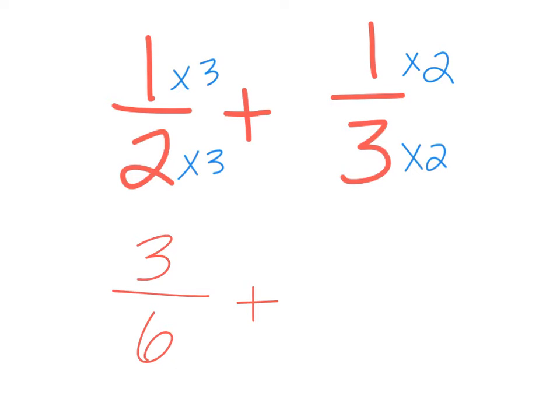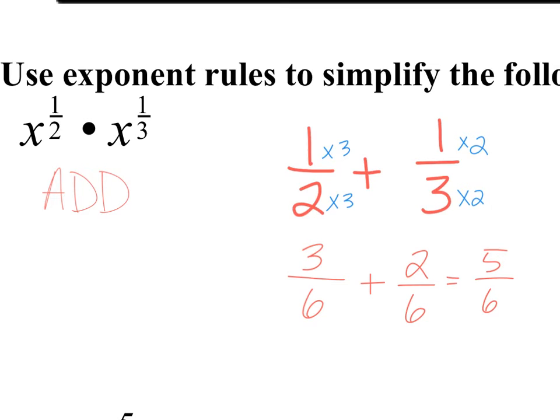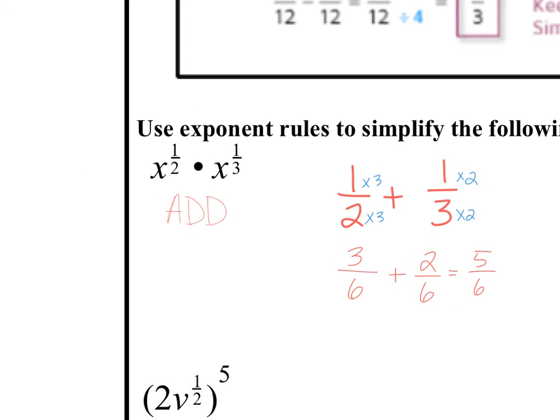3/6 plus 2/6. Add the top, keep the denominator. What is that? 5/6. So we're actually simplifying an exponential expression though. So go back and get a final answer.